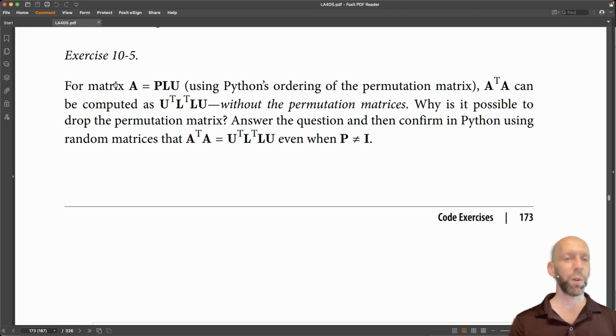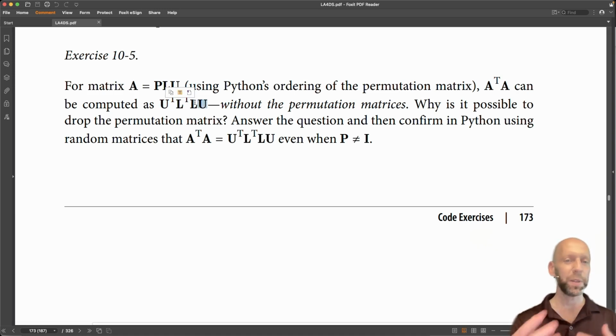So now I'm writing out A equals PLU. This is using SciPy's ordering of the permutation matrix. So instead of writing PA equals LU, I'm writing out A equals PLU. I know it's confusing because there's a bit of a discrepancy between traditional math and what SciPy is outputting, but that's the way that SciPy works. So anyway, we can express A transpose A as U transpose L transpose LU.